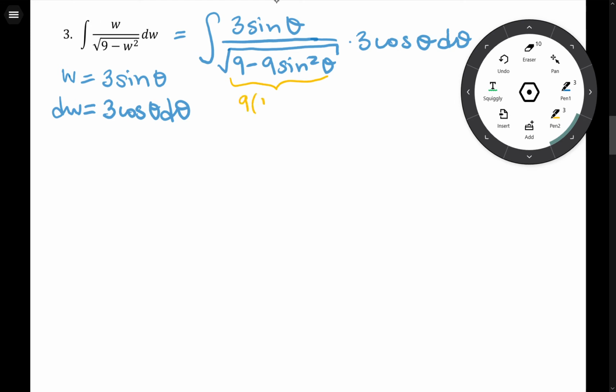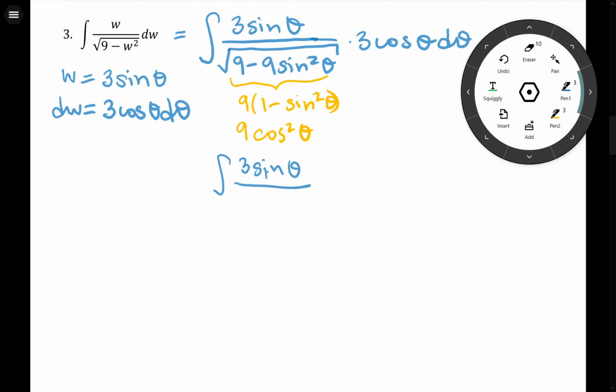I can factor out a 9. I can say that 1 minus sine squared is cosine squared. And that means that in my next step, I'm going to have a 3 sine theta over the square root of 9 cosine squared, which is going to be a 3 cosine theta.